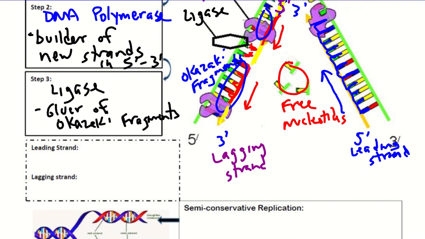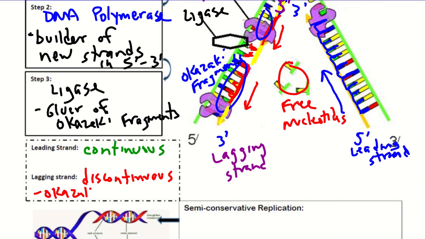So leading strand is a nice continuous motion, continuous build. Lagging strand, we would say, is discontinuous. This is what makes the Okazaki fragments, in which case we need ligase to come in to glue everything together.